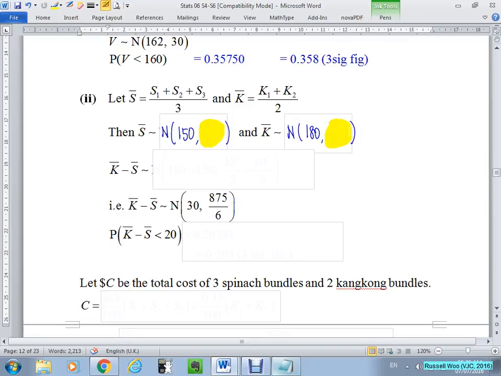Okay. Now, clearly this is variance of S over 3, variance over n. This is variance of K over 2. Alright? All got that? Now, K bar minus S bar must follow, therefore, a normal distribution. K bar is a normal distribution, S bar is a normal distribution. Normal minus normal will clearly be normal. I don't think we need to elaborate more. This is 180 minus 150. What is the variance? Variance is the addition of the variances.